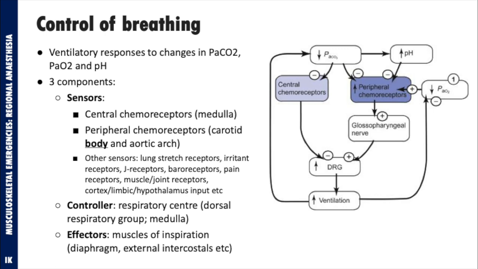For example, baroreceptor. During hypotension, in shock, you also have tachypnea because of this. Baroreceptors can also stimulate breathing. Pain receptors, you know, patient in pain, tachypneic, patient demam, tachypneic, patient emotional, tachypneic, all this is because of the other sensors. So the controller is in the medulla, and the effector is the muscles of inspiration.